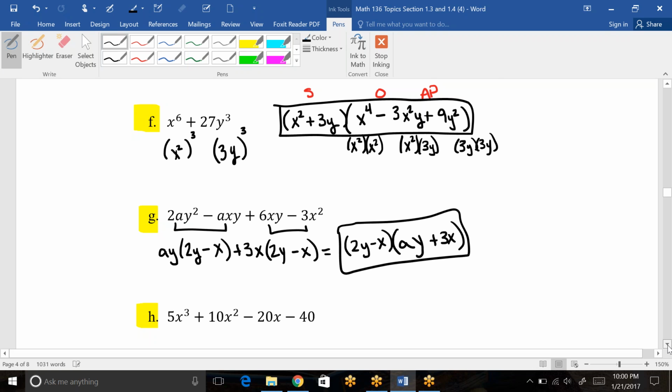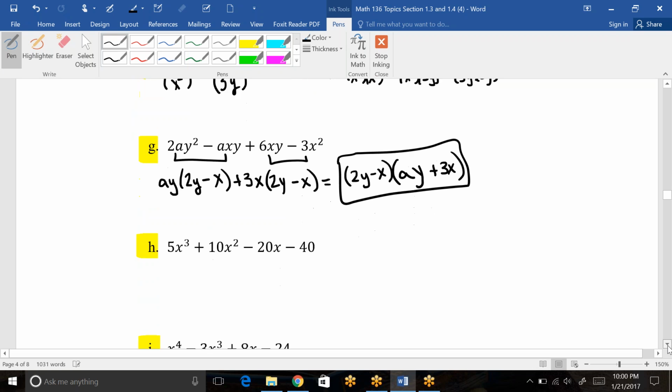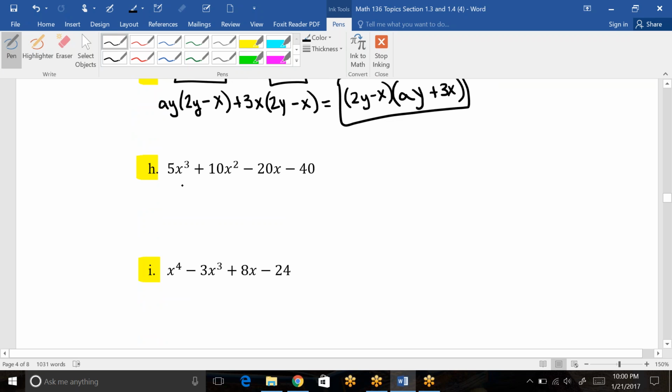Okay, let's look at H. Now H is the same thing. You have 4 terms, except if you're paying attention, you would notice you can pull a 5 out at the very beginning. So I'm going to show you what this would look like if I pay attention and then I'm going to rework it and show you that if I did not pay attention, I have something happen at the end that causes my answer to be slightly wrong, and I would have to fix it.